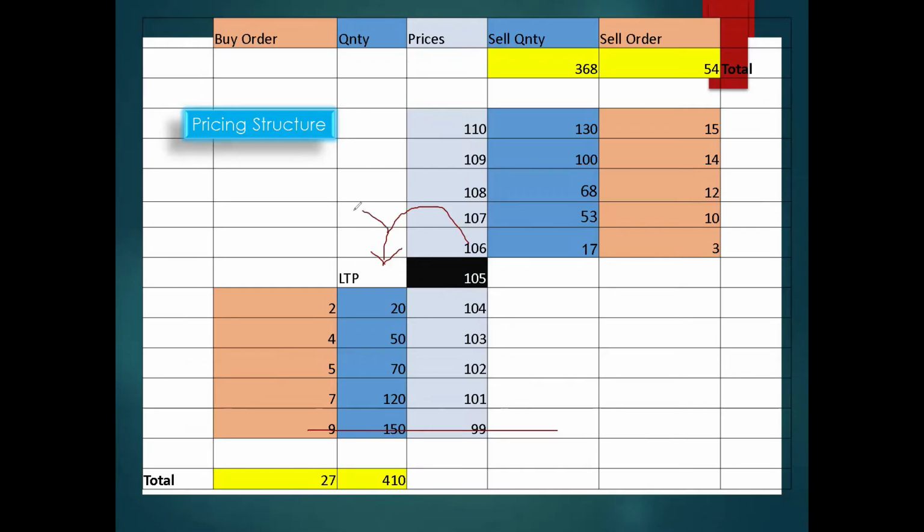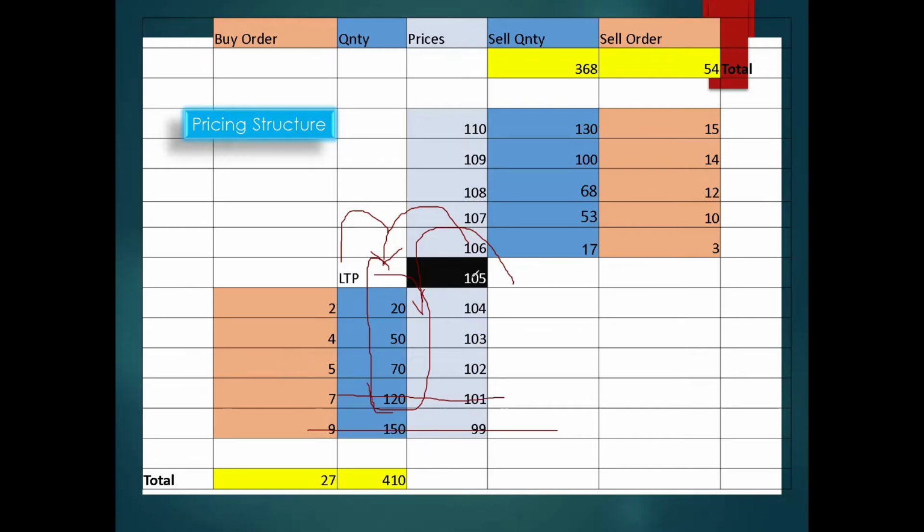The moment you place a market sell order, it will immediately go and execute at 104. Let's say you place a market sell order of 200 quantity. Immediately the price comes down, eating away all the orders here until your total 200 quantity gets filled. So it will come down to somewhere around this point and settle.